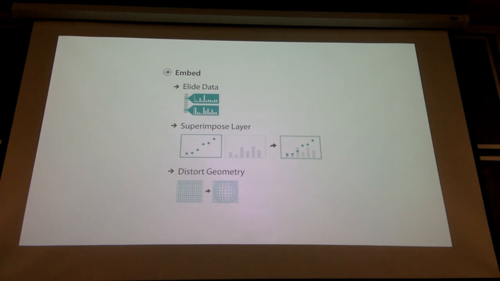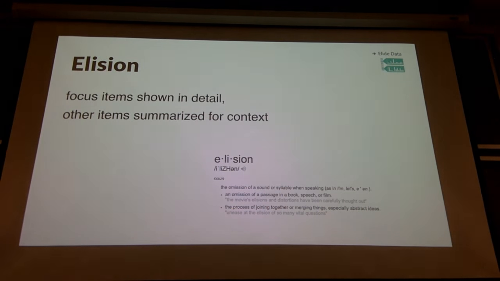And so there are 3 different ways of doing this: elision, superimposition, and distortion. Elision is essentially showing details on demand. Superimposition is showing things on top of each other. And distortion is giving more information or more space to something central at the cost of something else by distorting our viewing plane.